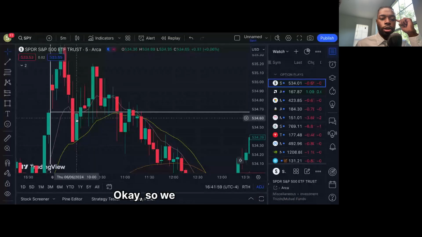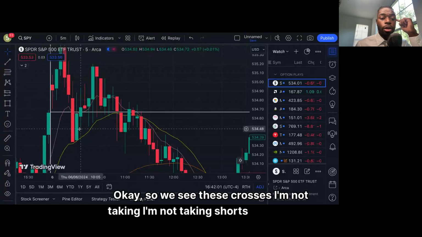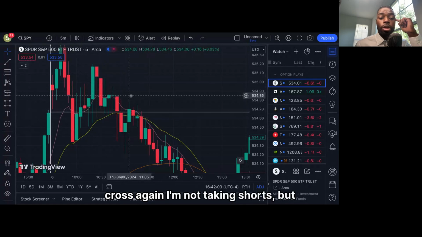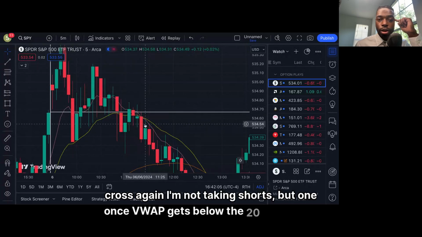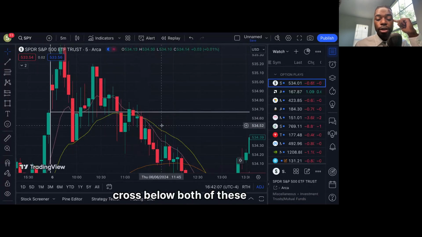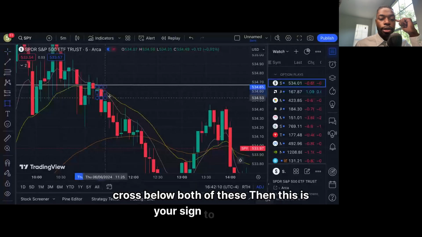Okay, so we see these crosses. I'm not taking shorts, and then we cross again. I'm not taking shorts. But once VWAP gets below the 20 MA and we cross below both of these, then this is your sign to get in.